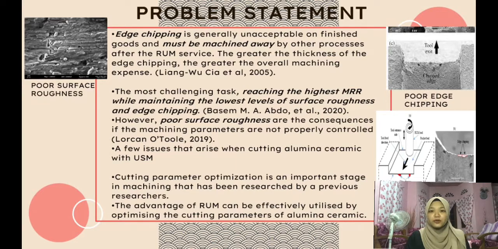Bassem M.A. Abdul and others on 2020 state that the most challenging task is reaching the highest MRR while maintaining the lowest levels of surface roughness and edge chipping. In any machining operation, simultaneous optimization of these variables can be a useful development in solving real-world industrial problems. However, poor surface roughness and deep penetrating cracks are the consequence if the machining parameters are not properly controlled. Stated by Lacan or Otto, 2019.